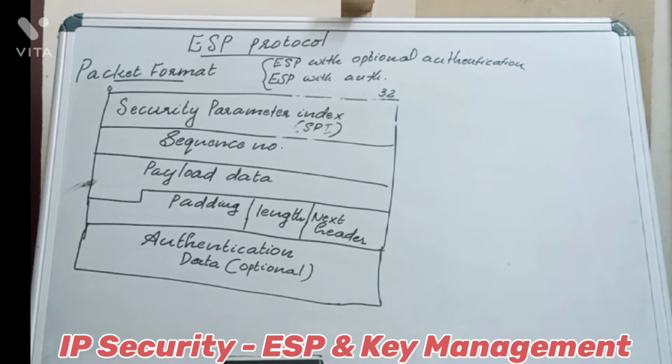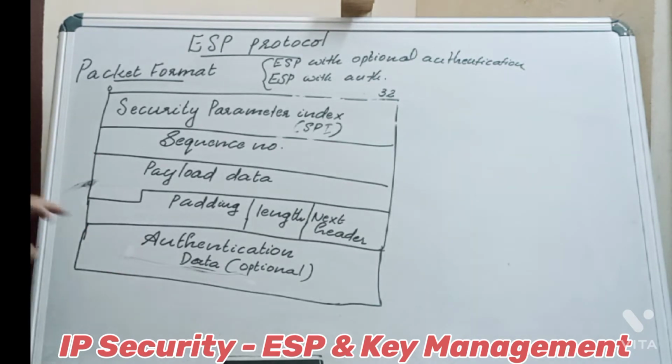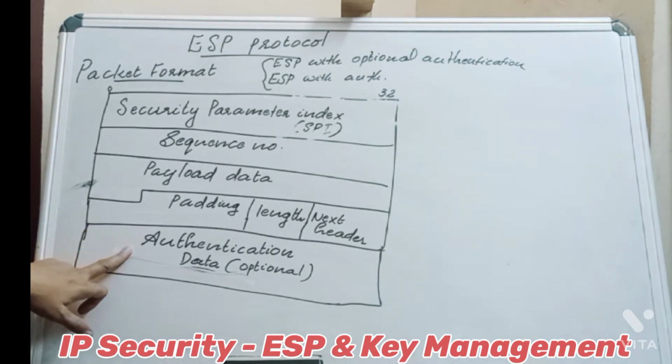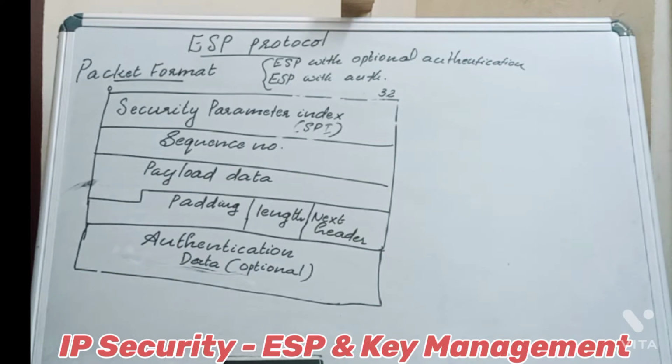If you are implementing ESP with authentication, the authentication data field will be enabled. If you are implementing ESP without authentication, this field is removed. That is the authentication data. Next, this one is the padding field, then padding length and next header.